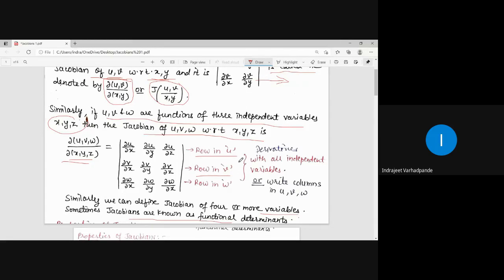One chain rule is also there for the Jacobian. And lastly, the property for functionally related functions. So these are the three important properties which we require for the Jacobian. If you understand them well, problem solving will be very simple and easy.